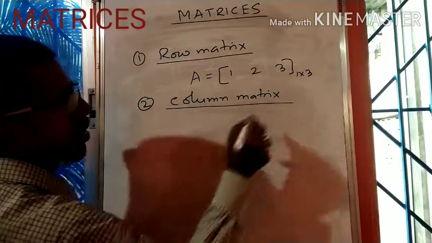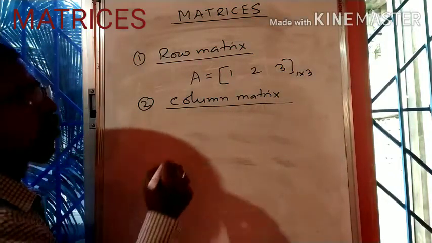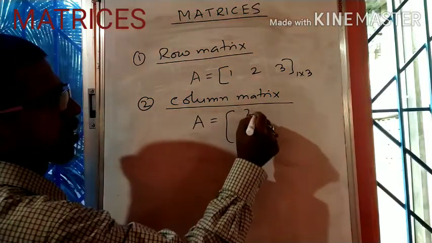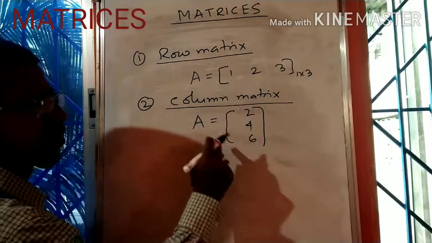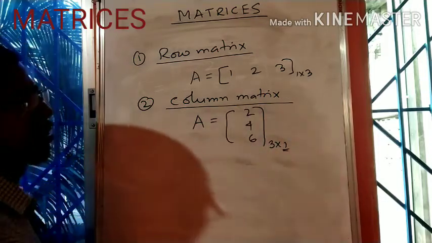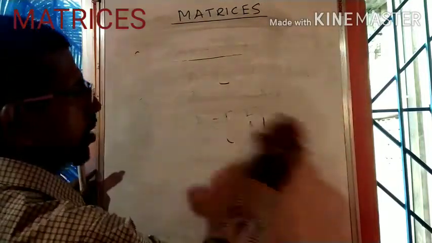Number 2, column matrix. What is a column matrix? A matrix is said to be a column matrix if it has only one column. So we can define it like that: 2, 4, 6. So having only one column, the order of the matrix will be 3 by 1. That's why it is known as column matrix.